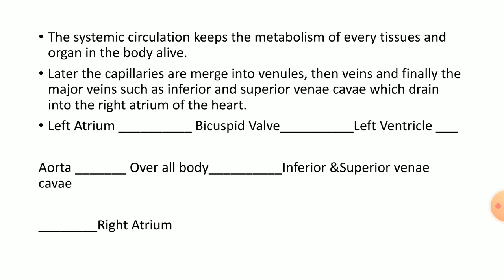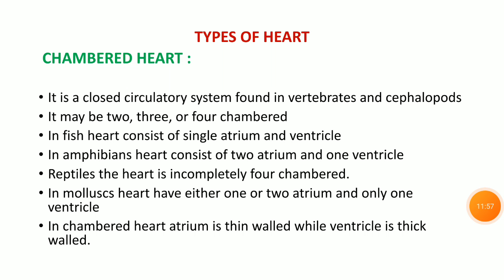So the systemic circulation keeps the metabolism of every organ and every tissue in the body alive. The deoxygenated blood continues through the capillaries, which merge into venules, veins and finally the vena cava, which drains into the right atrium of the heart. From the right atrium, the blood will travel through the pulmonary circulation to be oxygenated before returning again to systemic circulation. This flow chart represents the entire process of systemic circulation.